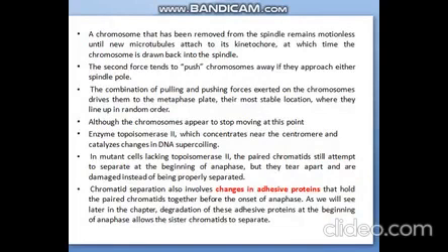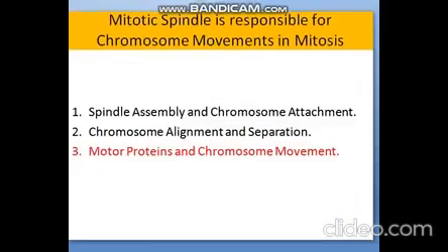So this is the detail that I have already told you, that during the process of spindle formation and the chromosome alignment and separation, these are the chromosomes, they appear aligned together and they are separated from each other. You can study this, and I will also share some video with you on these points.